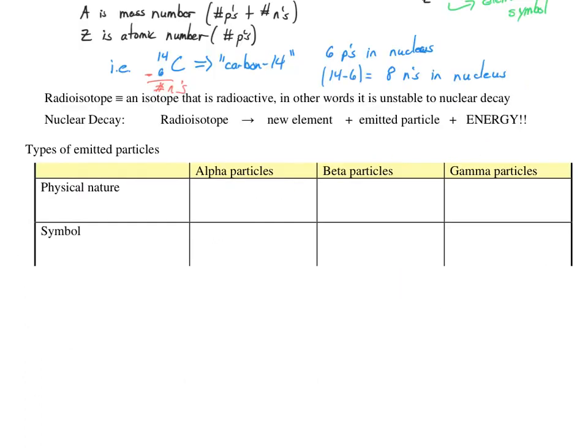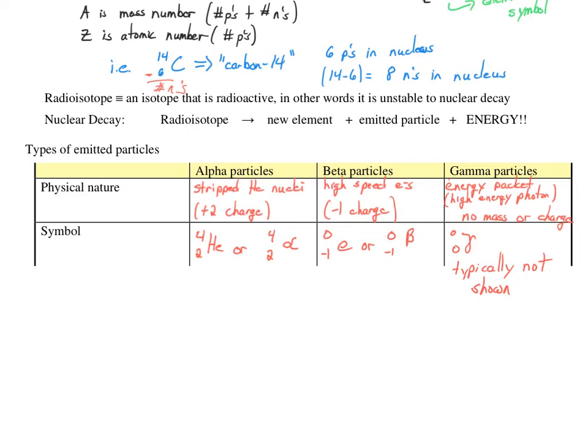Now, we've said that nuclear decay is when we have a radioisotope, which is just some isotope that is radioactive. It's going to undergo decay. A radioisotope is going to decay, and we're going to generate a new element, likely having emitted a particle or particles, and a lot of energy. Let's talk about the different types of emitted particles that accompany every nuclear decay process.